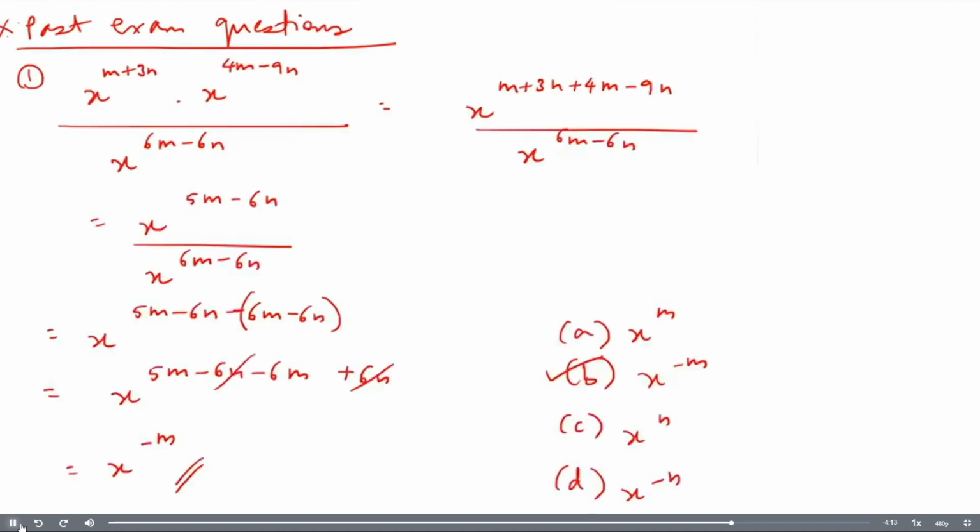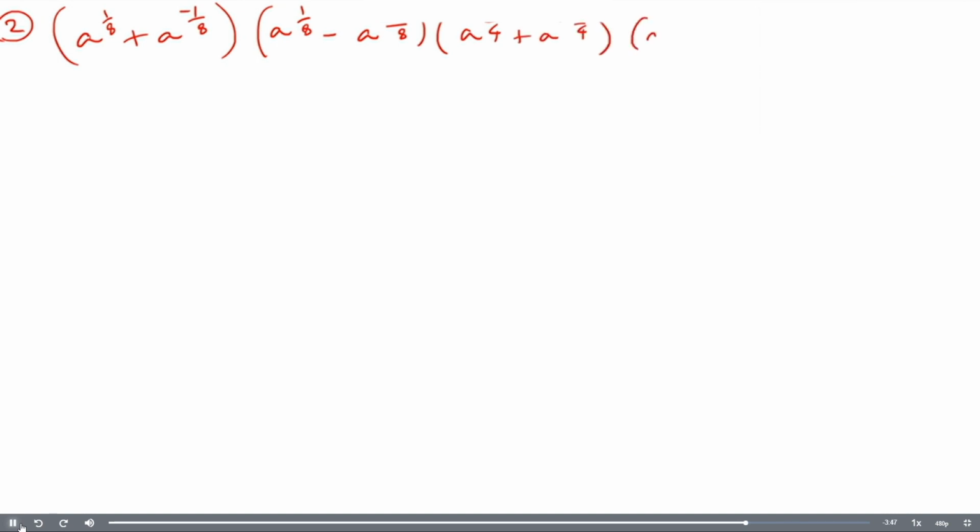Okay, the next question. Value of a to the power 1 by 8 plus a to the power minus 1 by 8 into a to the power 1 by 8 minus a to the power minus 1 by 8 into a to the power 1 by 4 plus a to the power minus 1 by 4 into a to the power 1 by 2 plus a to the power minus 1 by 2. Simplify this. Okay, so let's get started.